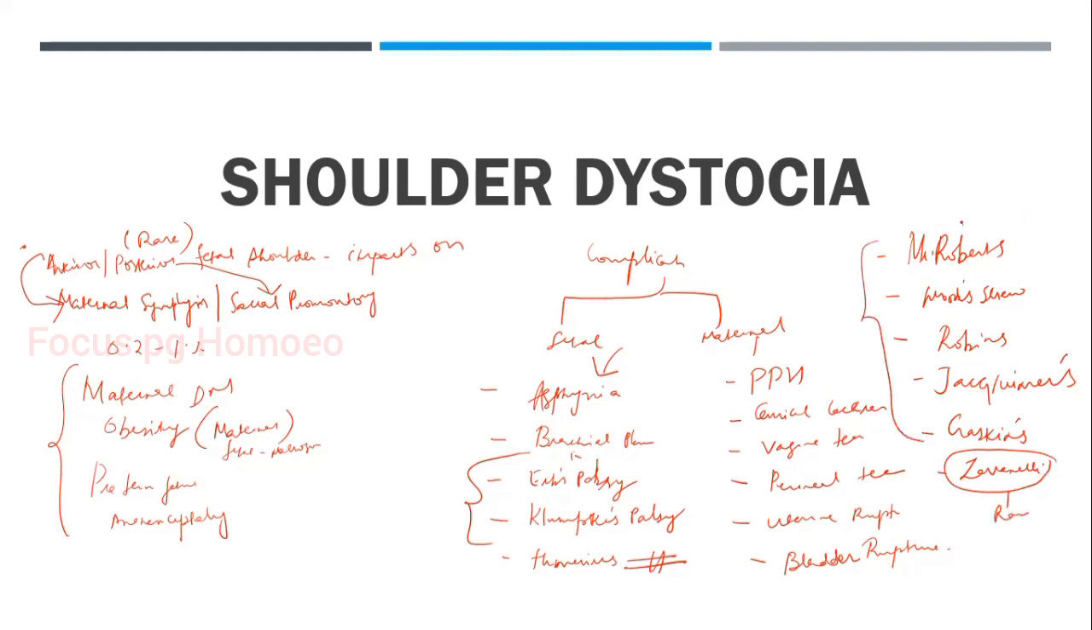So the most common is McRoberts maneuver. Here the maneuver is done with hyperflexion of the mother's legs. This is important. Which is the maneuver where hyperflexion of the mother's legs is done in shoulder dystocia? It is McRoberts maneuver. So this completes all the small topics.